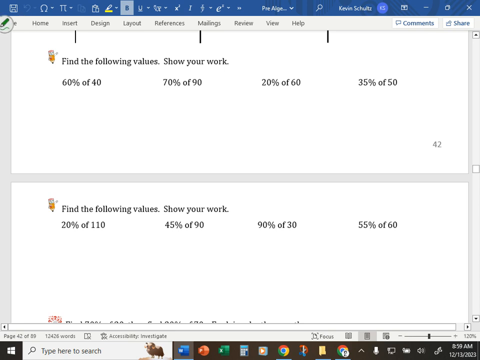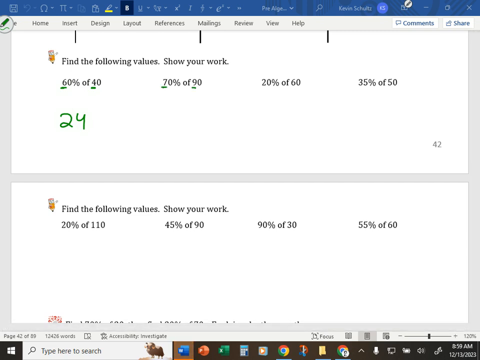Right? So now, going down here, we don't need to read 6 times 4, Kevin, is how you can get 24 very easily. 7 times 9 is how you get 63 very easily.